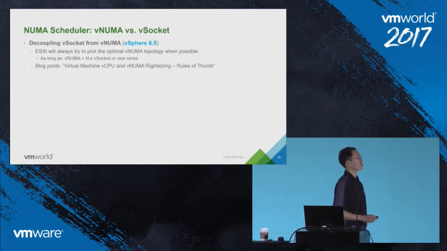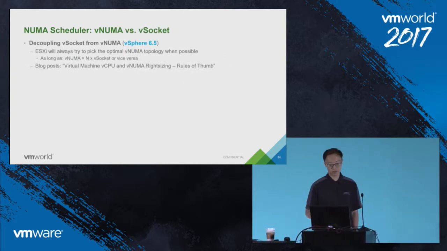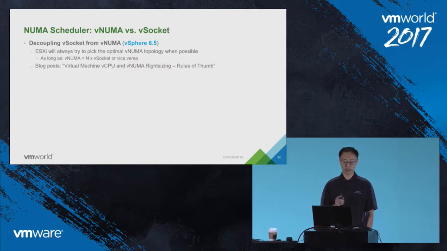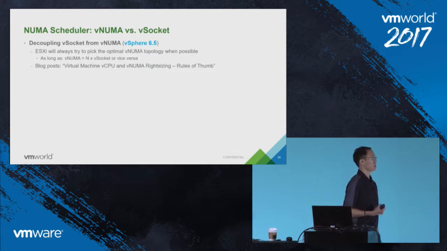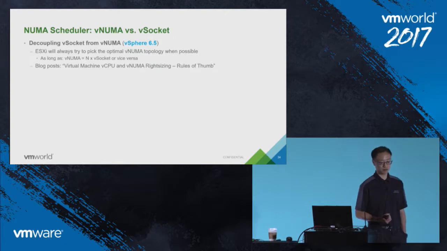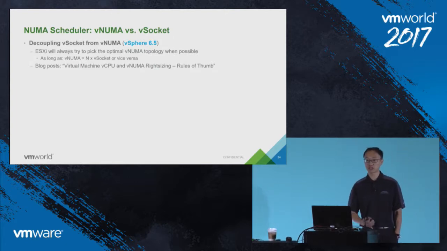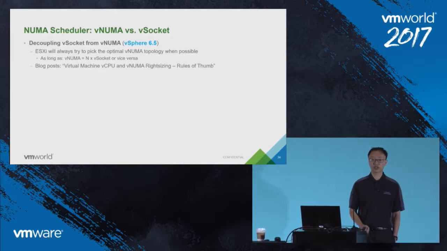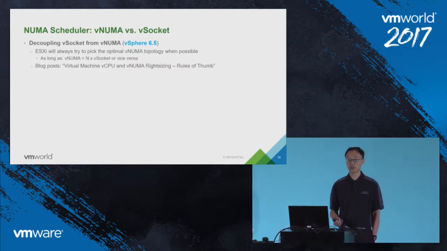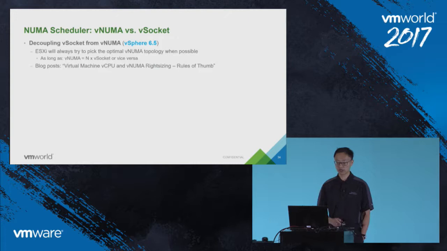Confusions between vNUMA and vSocket. If we summarize all this in one sentence, ESX will try to make a decision for you going forward, starting from 6.5. You should only specify cores per socket if you really need to for licensing purposes. For NUMA topology, the 6.5 scheduler will figure out the optimal topology based on the host topology.